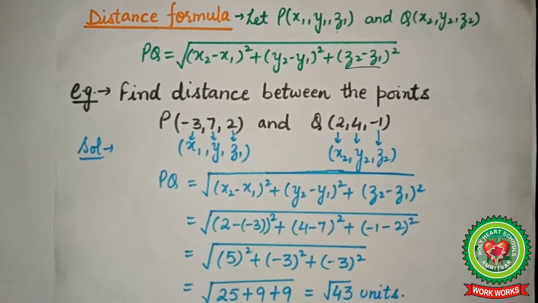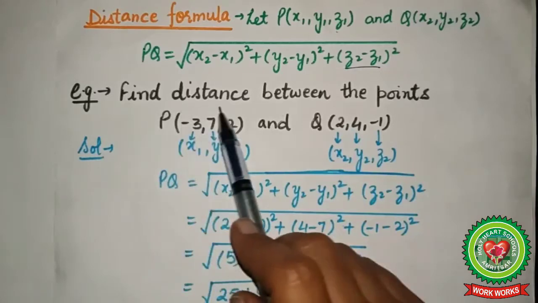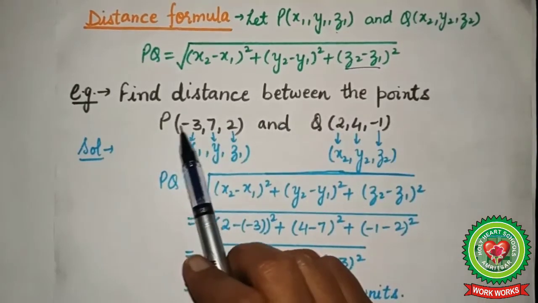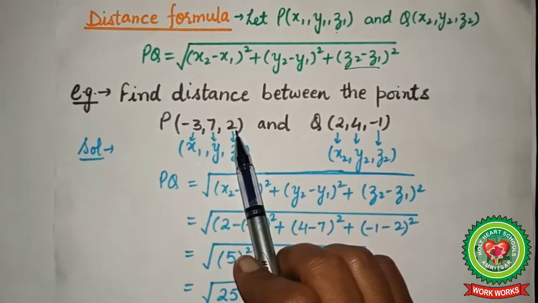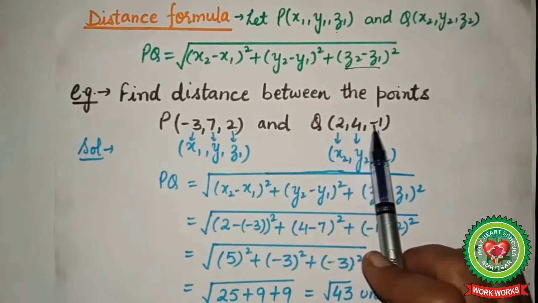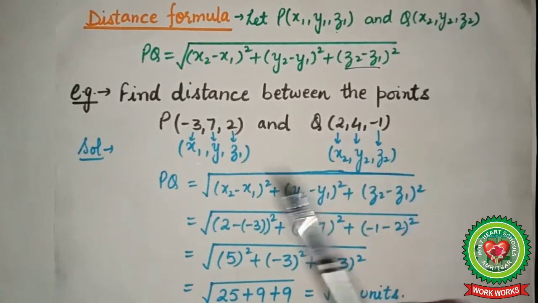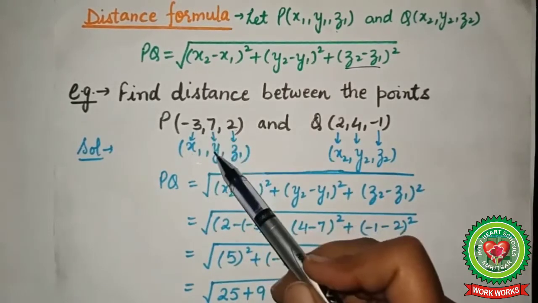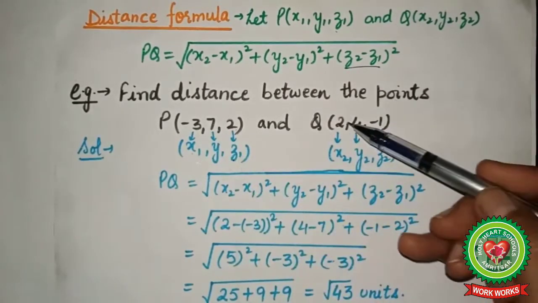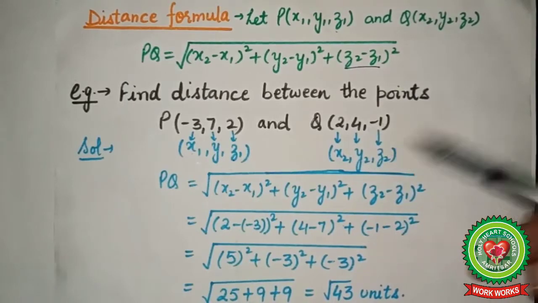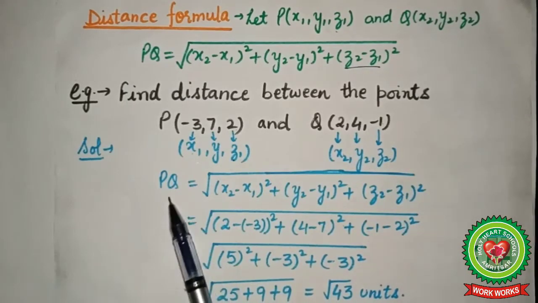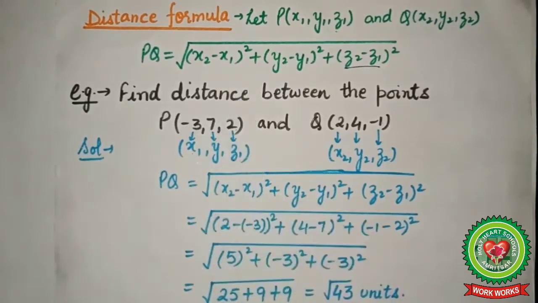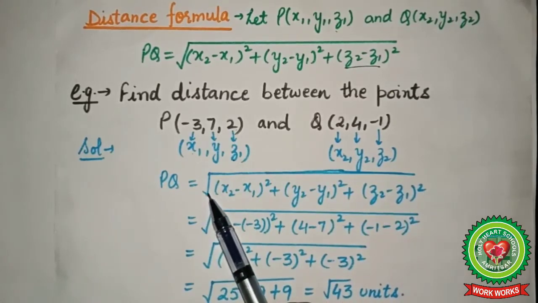Let's discuss one example. Find distance between the points P(-3, 7, 2) and the Q point is (2, 4, -1). Now again this is x1, y1, z1 and second point x2, y2 and z2. Now write down the formula as we have already discussed above. It is (x2 minus x1) whole square plus (y2 minus y1) whole square plus (z2 minus z1) whole square and whole square root.